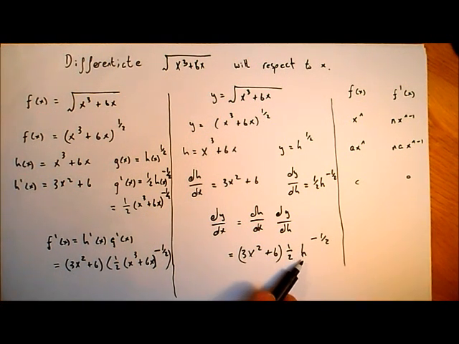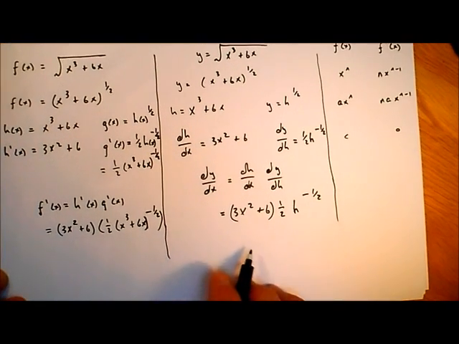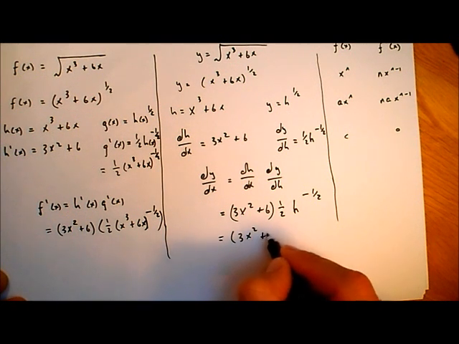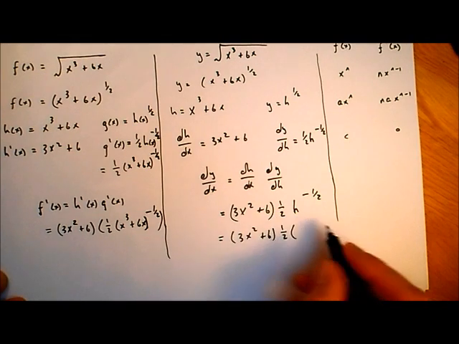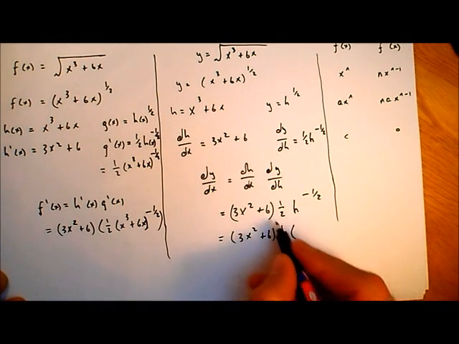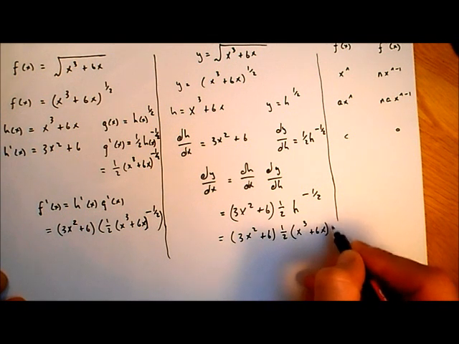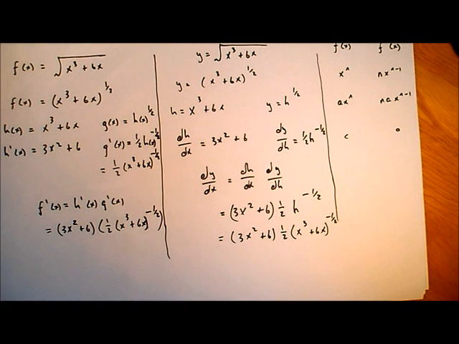And that's it. I can fill in what h is, because h is this here. I should have done that a little bit above, but it doesn't matter where you do it really, though you should do it at the end. So 3x squared plus 6, times a half, and instead of writing h, I'm going to write x squared plus x cubed plus 6x, because that's what h is, to the power of minus 1 over 2. So it doesn't matter which method you use, you can use either method.